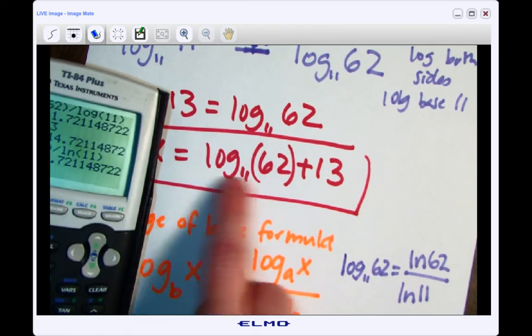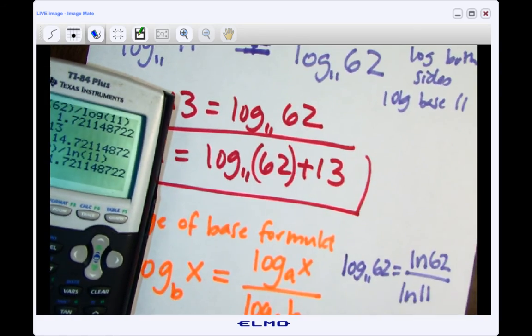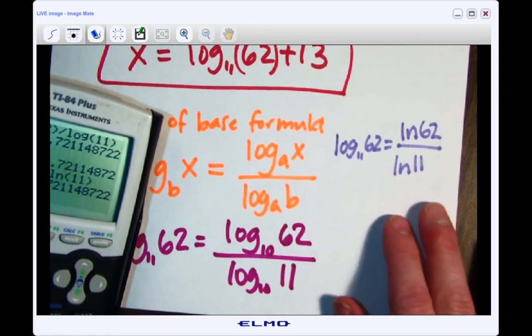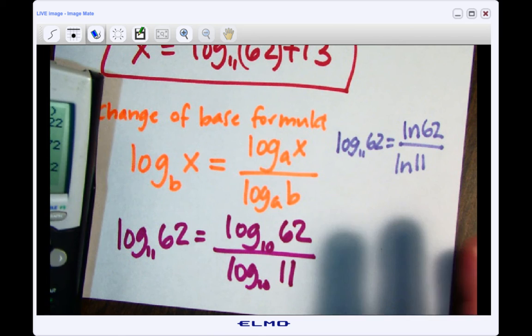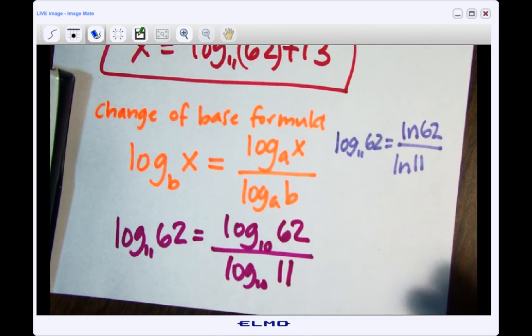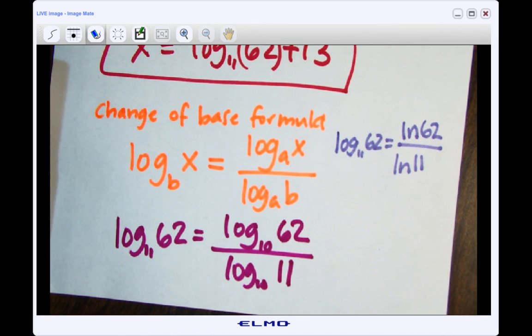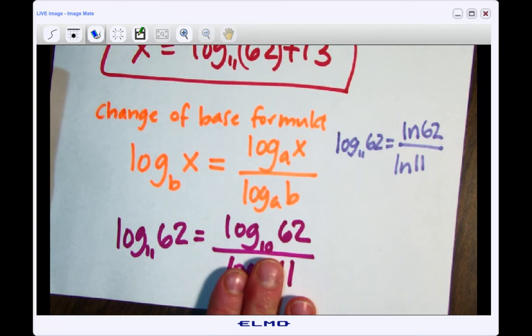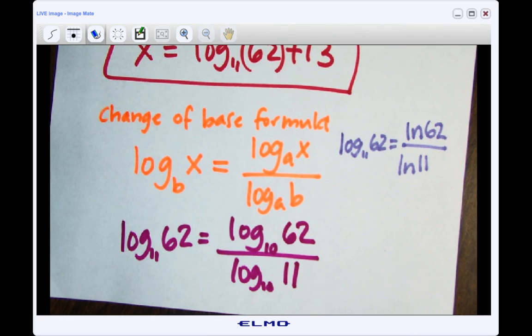14.72. So if you have a calculator that does the change of base for you, you probably don't really even need to know that much. But if you have a calculator like me that does not, which a lot of you probably do, then you need to be able to change them if you want to get the decimal approximation.